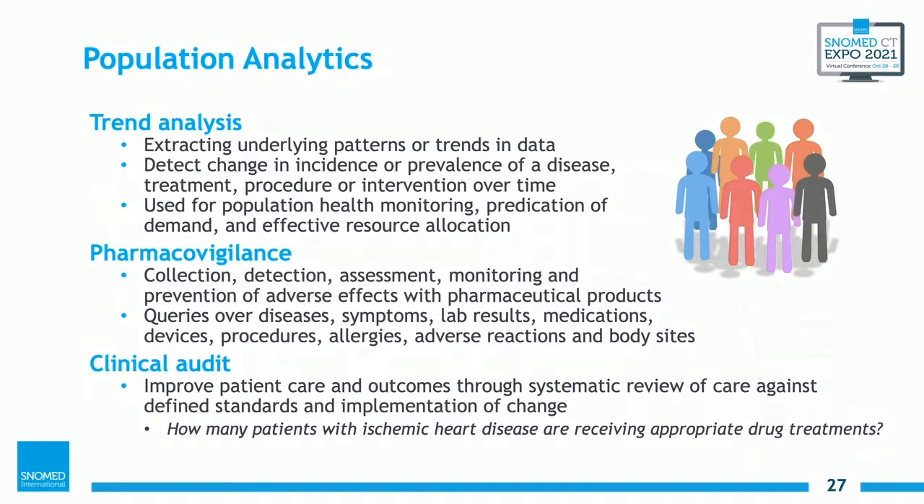As SNOMED CT has such a broad scope, it's also useful for queries that need to span over diseases, symptoms, lab results, medications, devices, procedures, allergies, and body sites. And this broad domain coverage makes it suitable for things like pharmacovigilance. Pharmacovigilance involves the collection, detection, assessment, monitoring, and prevention of adverse effects with pharmaceutical products, and it looks at the patient journey and helps to identify issues that arise within the patient journey.